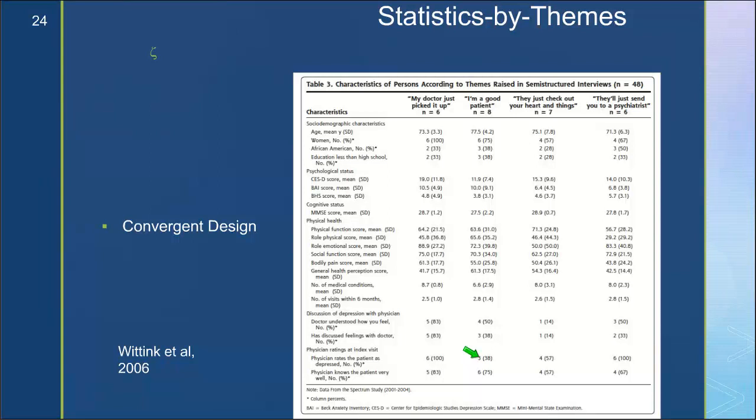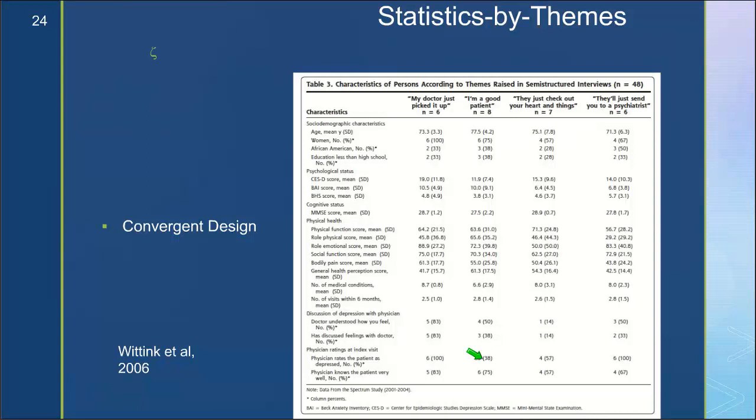So without combining these 2 forms of data, they wouldn't have learned that, for example, for an older adult who presents as a good patient, they don't really want to bother their provider. Even though their depression score is lower, it's perhaps particularly important to probe on depression status because as is, only 38% of these older adults were rated as depressed by their physician. So that means that those individuals would be going unidentified, untreated, for instance.